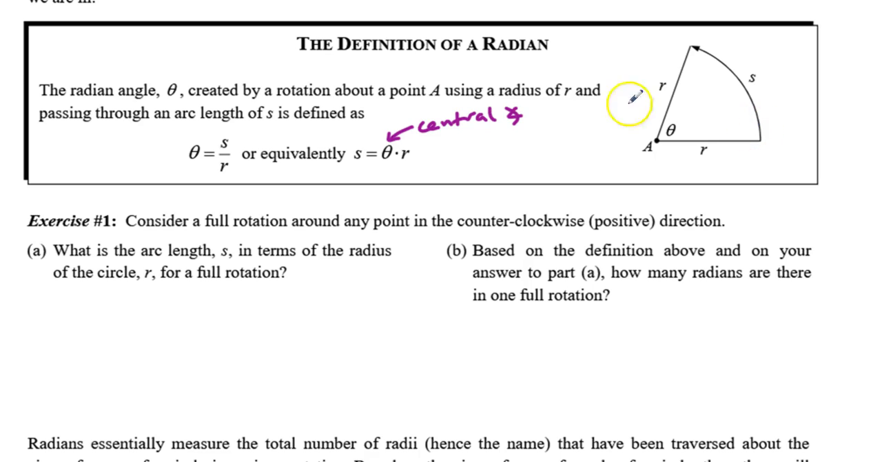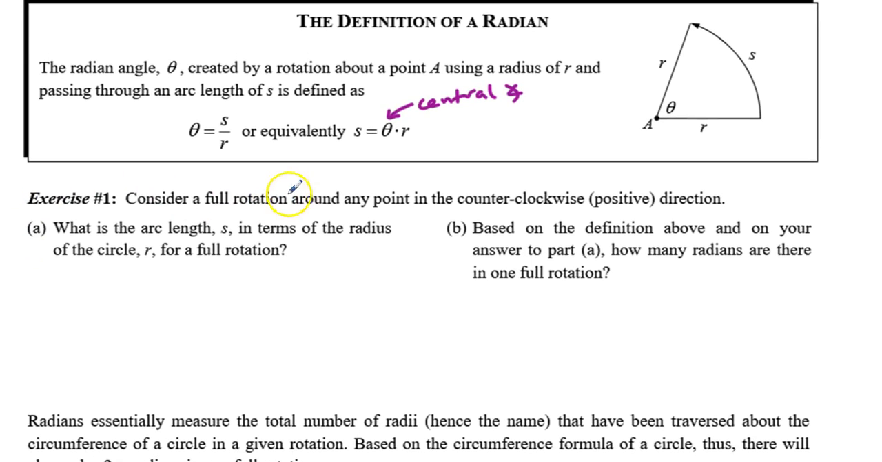And our arc length is going to be called S, as it says here, and our radius is obviously R. So let's say we wanted to consider a full rotation around a point in a counterclockwise positive direction. What is the arc length in terms of the radius of the circle? Basically, make a formula for arc length using the radius. Well, we know that the formula for the circumference, the whole arc, is 2 pi r. So if we're going a full rotation, 2 pi r would be our arc length.